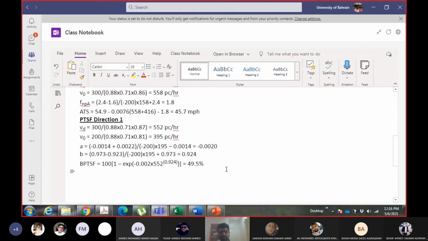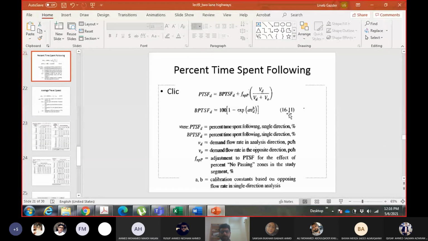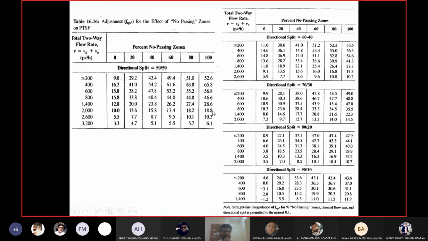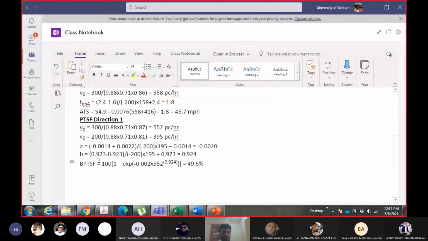Now we can calculate PTSF, but for calculating PTSF, I think we need the factor for no passing zone. Okay, for no passing zone, PTSF, this is a table. Okay, so I need the total flow, okay, both directions. Okay, and I need the directional split, which is 60-40, it is given, and 40% no passing zone. Okay, so how much is the total flow here? How much is the total volume here? VD plus V naught.